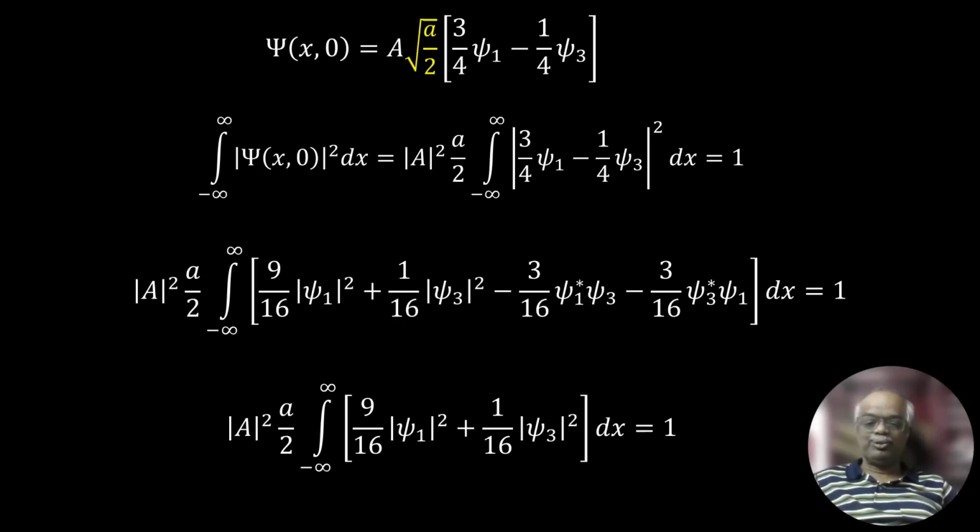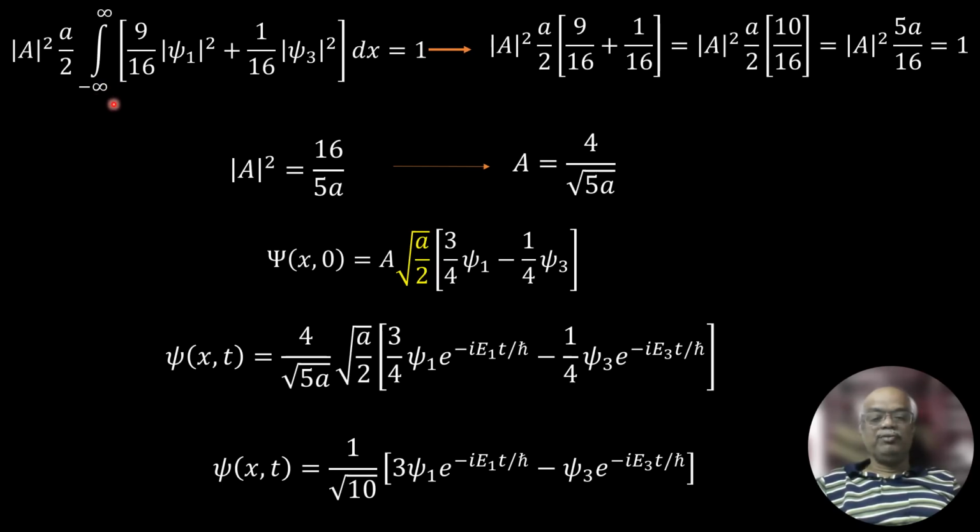Now, due to orthonormal property, this will be 0, because psi 1, psi 3 are independent. So this also, the last two terms will be 0. Then you will get non-zero terms only the first two. So this can be written as modulus a squared small a by 2 integral between minus infinity to plus infinity 9 by 16 modulus psi 1 square, then plus 1 over 16 modulus square of psi 3 dx must be equal to 1. Now we will find the value of a.